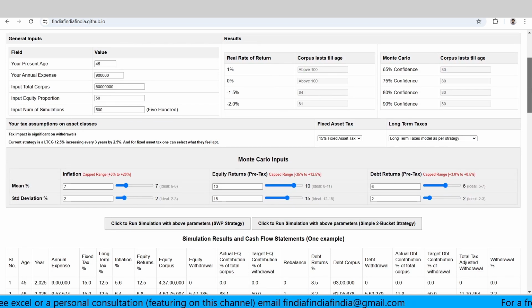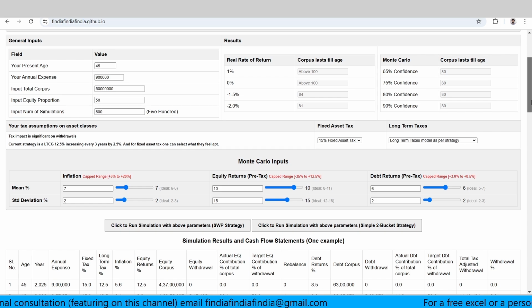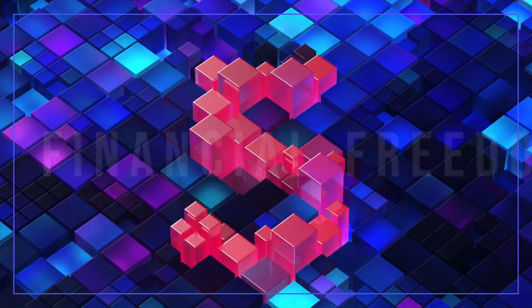In this case, SWP strategy wins over simple two bucket strategy. I would encourage you to go ahead and run this.